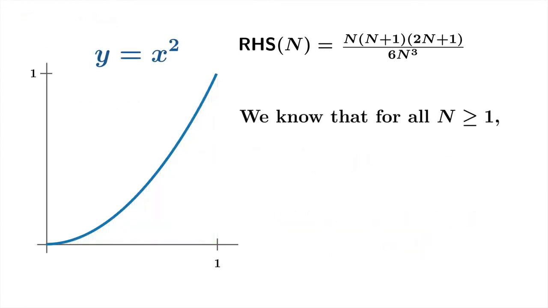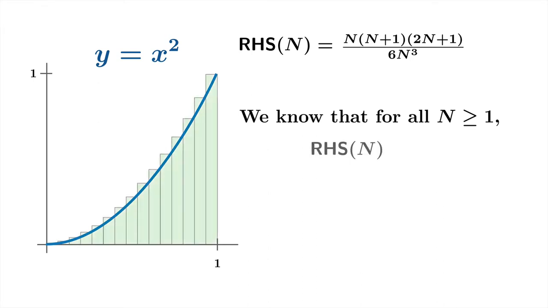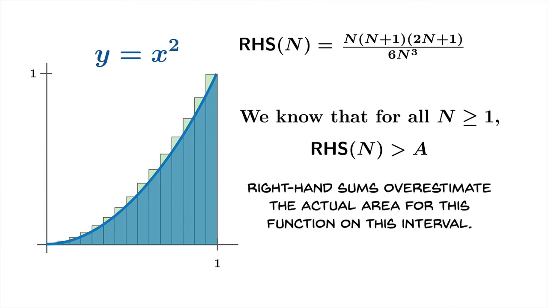So we know that for all n, the right-hand sum is going to be larger than the area we're trying to understand. So we have this inequality that the right-hand sum with n subdivisions is always greater than A. The right-hand sums overestimate the actual area for this function on this interval. Please don't think that right-hand sums always overestimate the actual areas. It's only true in this case because the function in question is strictly increasing on the interval in question.